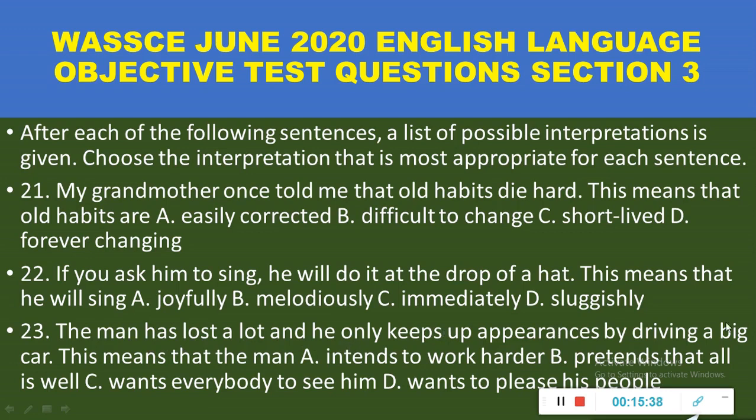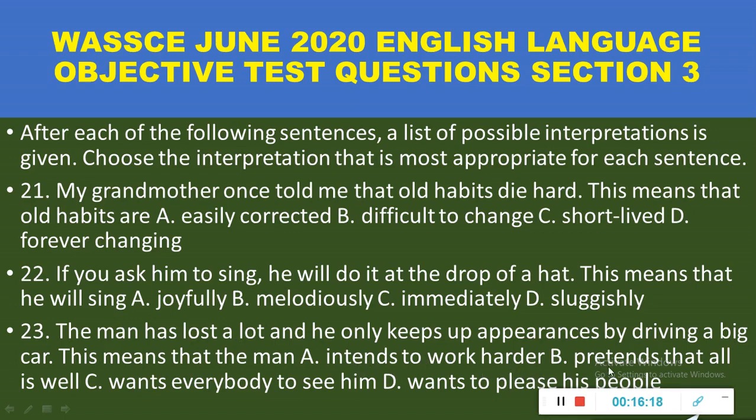And he only keeps up appearances by driving a big car. In other words, by driving a big car, he is pretending that he's still as rich as he used to be. All right, so that's the meaning we can figure out from this. So when you look at a sentence, you take all the words into consideration, you contextualize, as we talked about contextualization. All right, so you use also imagery and you combine all the various literary devices.